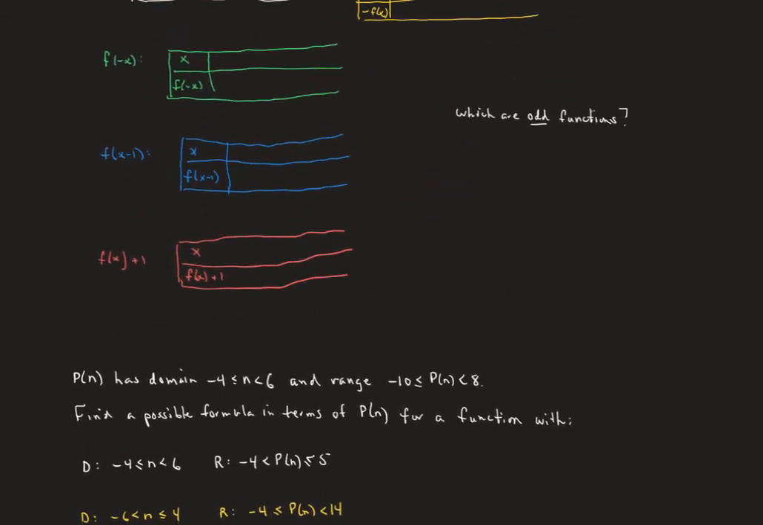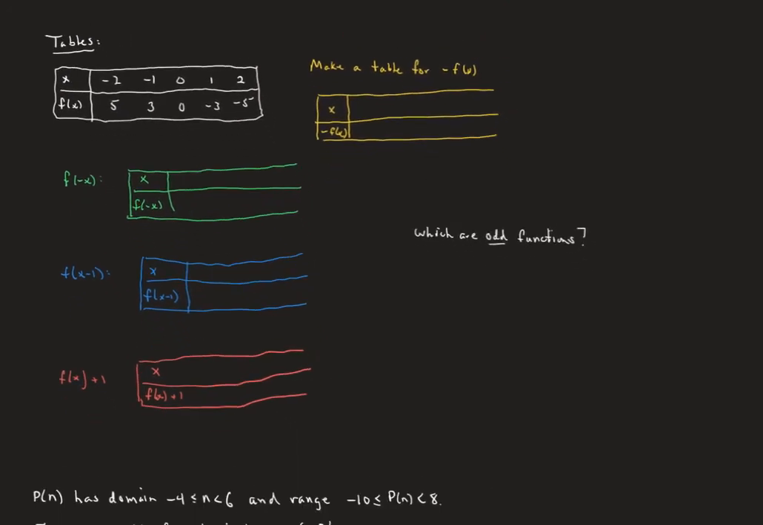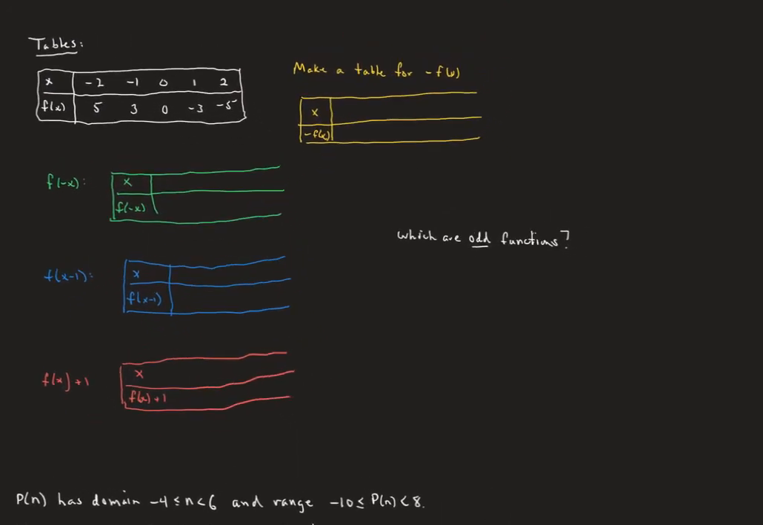So now we're going to take a look at what happens with these things when we have functions that are given as tables. So here is our function, and we have the x values and the y values, and now we're going to try to evaluate negative f of x. So we're going to plug in the negative 2, and that tells us we get 5, and then we multiply that by negative 1, so it becomes a negative 5. When we plug in negative 1, we get 3. That gets multiplied by negative 1 and becomes negative 3.